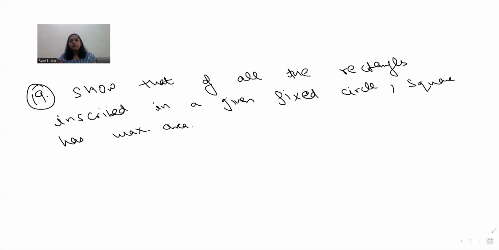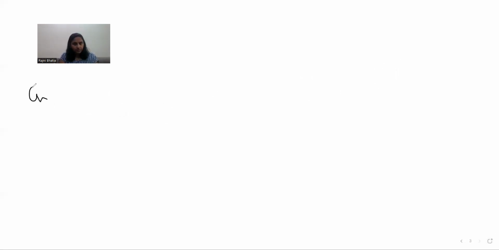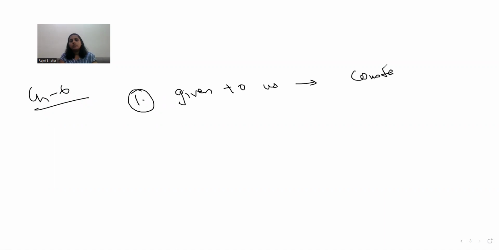In the word problems of chapter 6, we need to remember two things. First thing, we need to be very clear from the question what is given to us and what we need to maximize or minimize. Whatever is given to us in the question, that becomes a constant. And we need to be very clear as to what needs to be maximized or minimized.